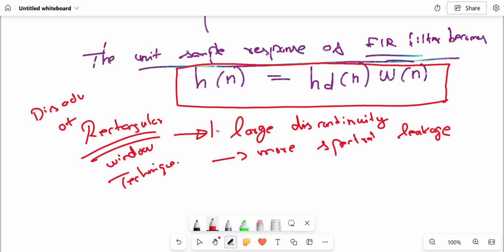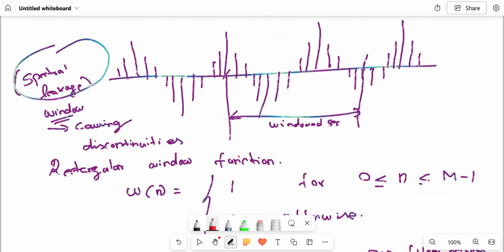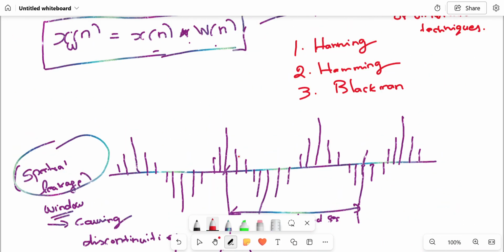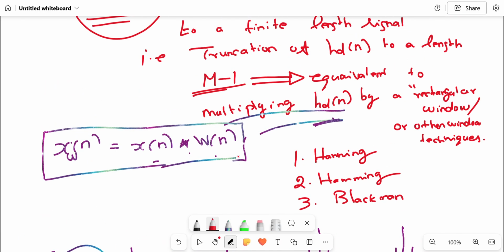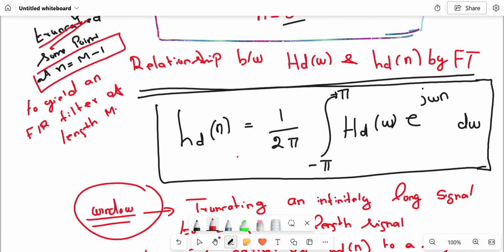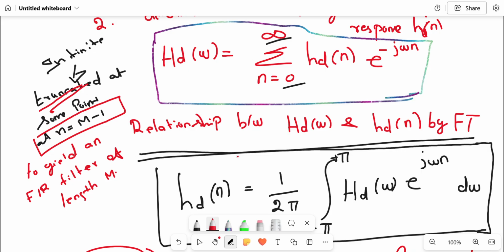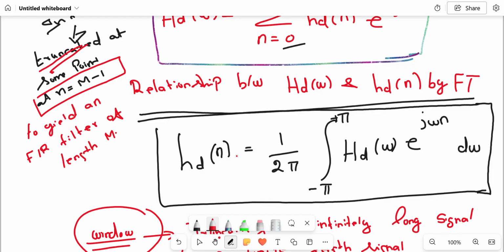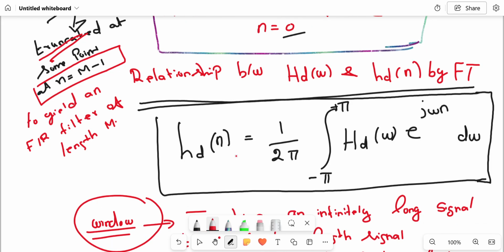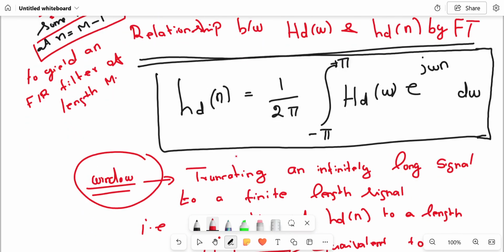One is large discontinuity because of this more spectral leakage. So first step, if you see the first step, what is the first step? For the given desired frequency response HD of omega, you have to determine the impulse response HD of n, which is equal to 1 by 2 pi, integral from minus pi to plus pi, HD of omega e power j omega n.